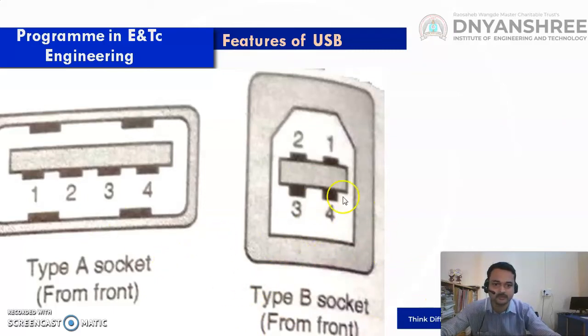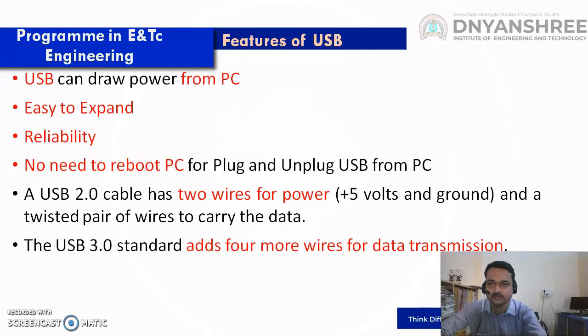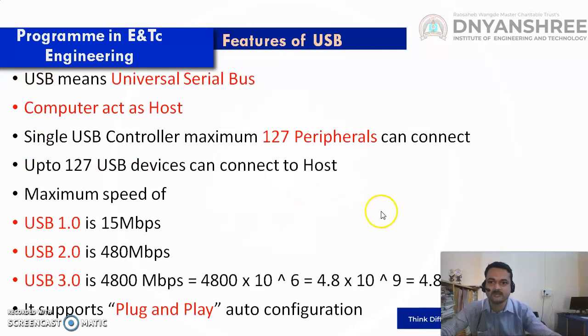These are very important features of USB. It is a universal serial bus, where the computer acts as a host with a single USB controller. A maximum of 127 peripherals can connect. For maximum speed, USB 1.0 has 15 Mbps, USB 2.0 has 480 Mbps, and USB 3.0 has 4800 Mbps, that is 4.8 Gbps. It supports plug and play auto configuration.